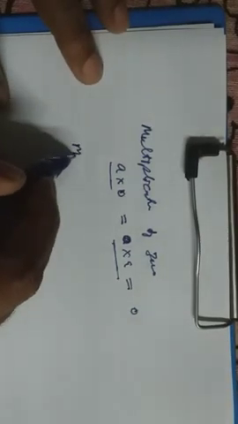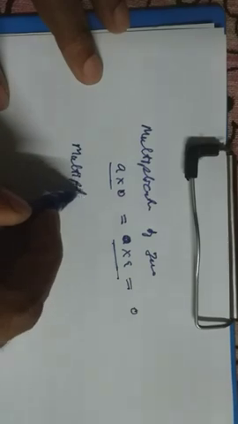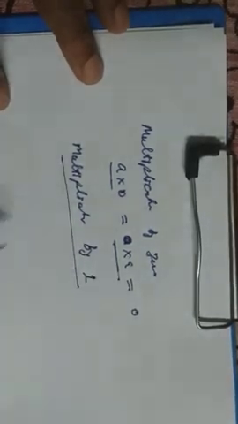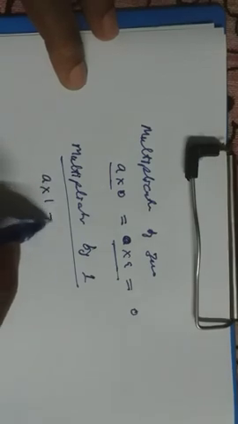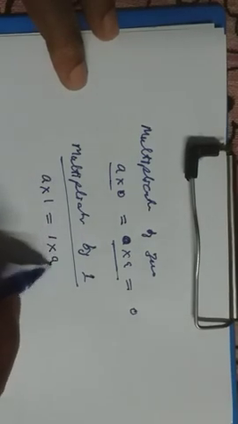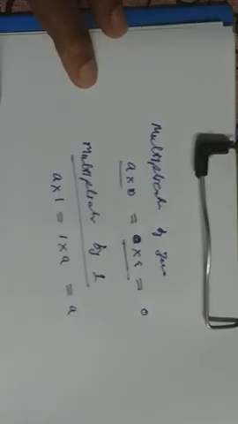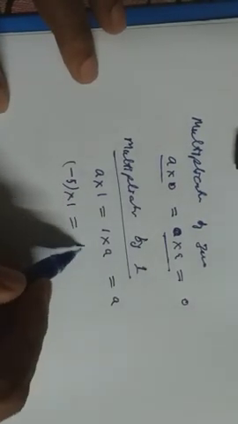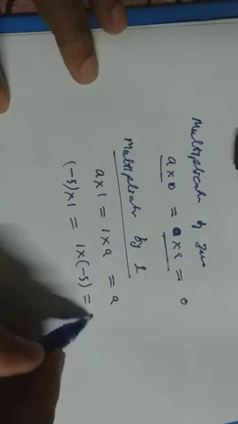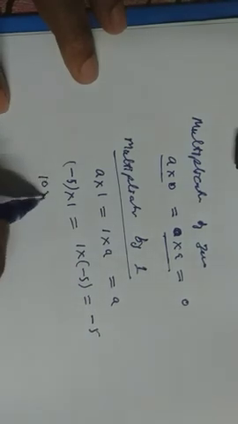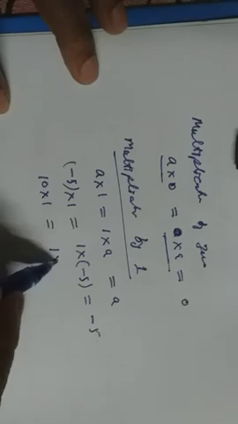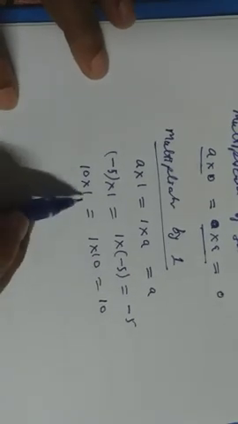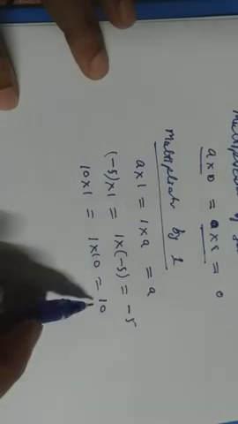Then what will be multiplication by 1? If you multiply any integer by 1 or 1 into A, the result will be the same integer A. Minus 5 into 1 is also equal to 1 into minus 5 is equal to minus 5. 10 into 1 is equal to 1 into 10 is equal to 10. So if you multiply any integer with 1, that integer remains the same.